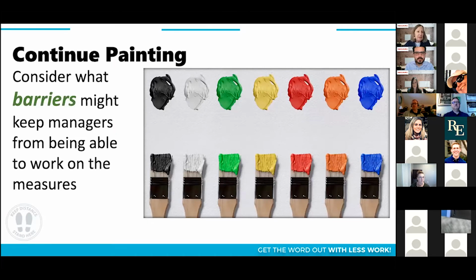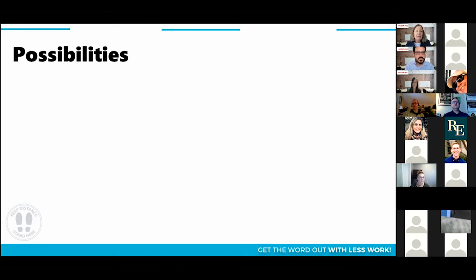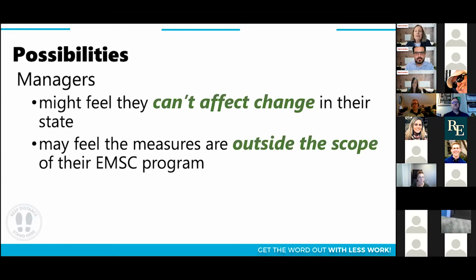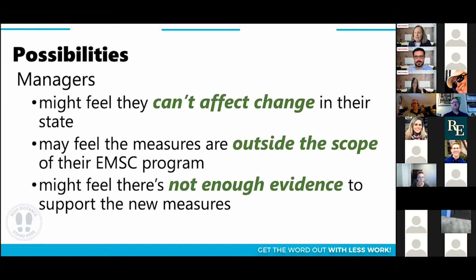But we wanted to consider what barriers might keep you from being able to work on the measures and perhaps how the manual can help with that. So here's some possibilities that we brainstormed. We thought you might feel that you can't affect change in your state. You might feel the measures are outside the scope of your program, or you might feel there's not enough evidence to support the new measures.